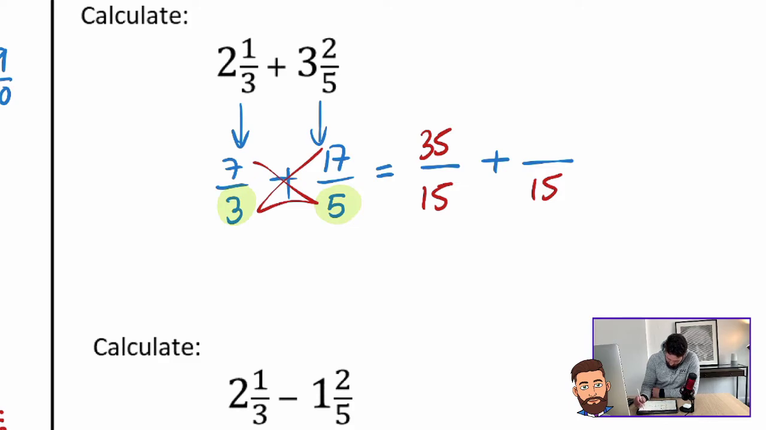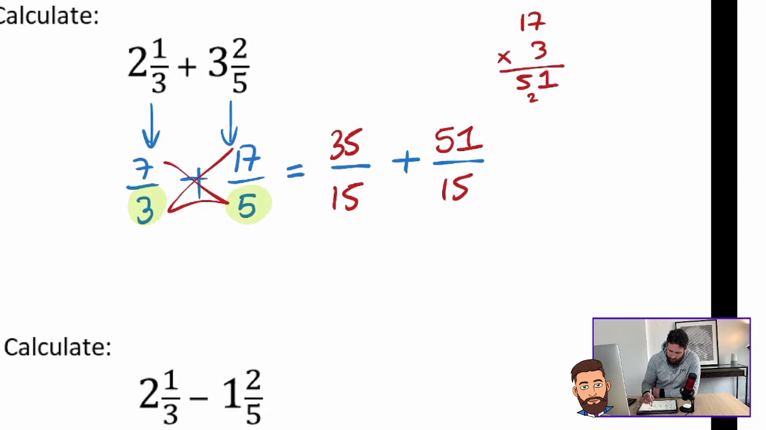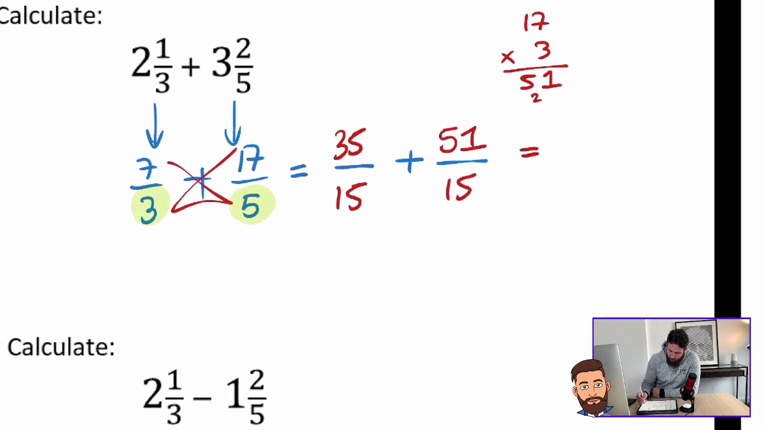Again, if you're unsure, you could do a column and just times it that way. It's going to be 51, but 3 times 7 is 21, carry the 2. 3 times 1 is 3, plus the 2 is 5. So we're going to get 51. Adding those together will give you 86 over 15, which is top heavy.